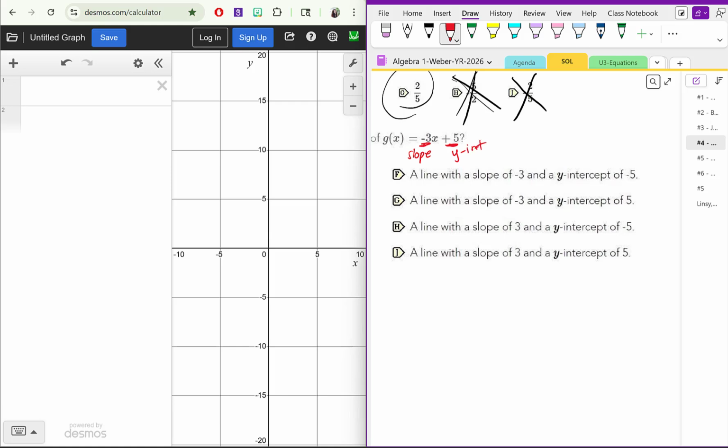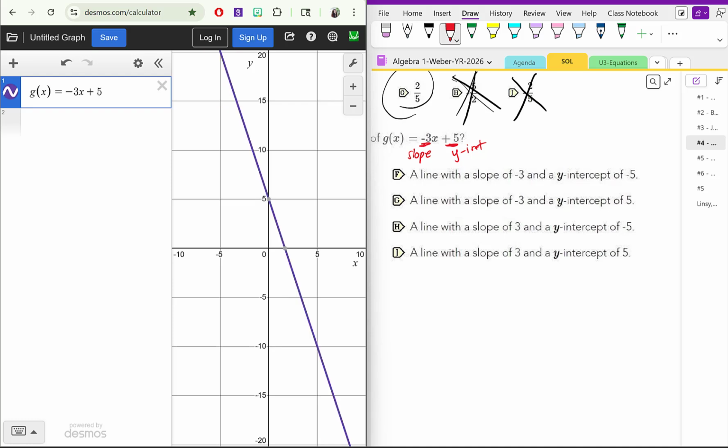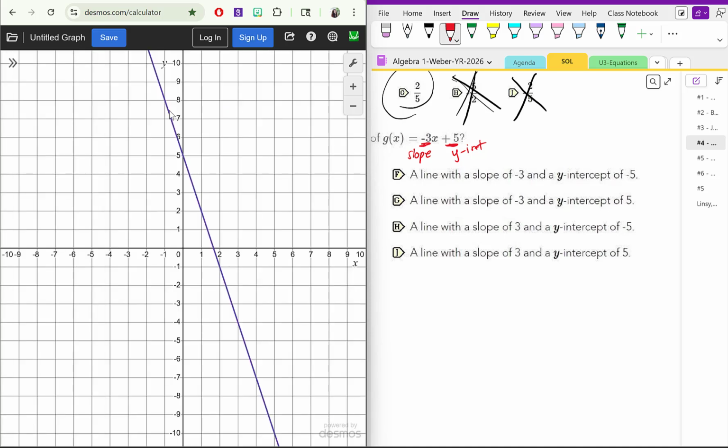Now if you forgot though, you could just type this into Desmos. So I could do g of x equals negative 3x plus 5. Okay, and I would see that slope is negative, right? So it's definitely not h, and it's definitely not j, because those ones, slope was positive. Slope has to be negative.